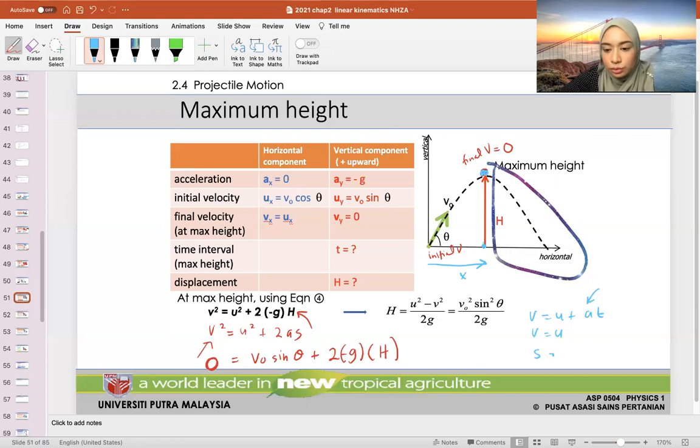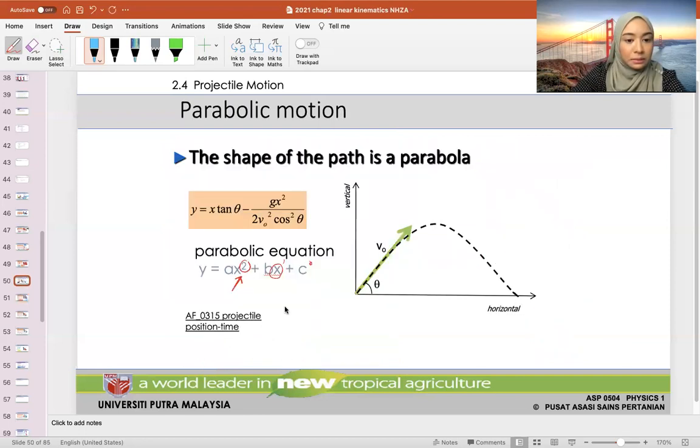s equals 1 over 2 times u plus v times t. We don't know the time yet. And then we have this equation, which we can't use as well. What other equation do I have? I don't remember. Let me see.